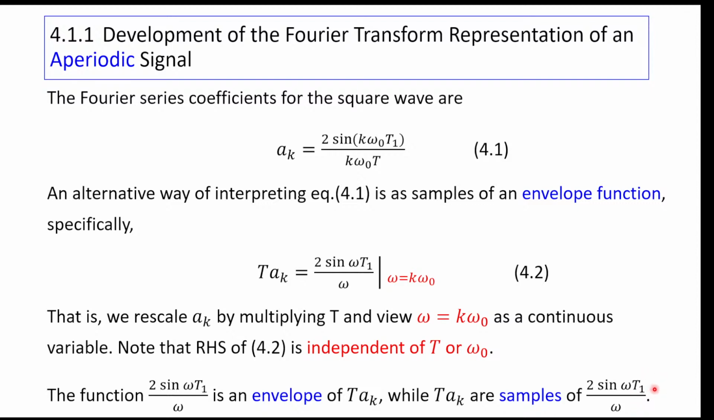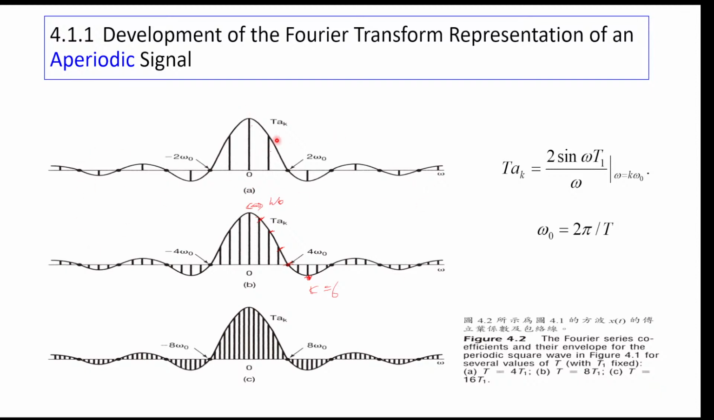I guess we say a lot, but we should see the picture first. So we plot this T a_k, which is the sine omega T1 over omega function, and remember omega naught equals 2 pi over T. For different big T, we are just sampling a_k at a finer grid. The first plot is T equal to 4 T1, with a0, a1, a2, a3, a4, a5, etc. Then with larger T, T equal to 8 T1, we have a0, a1, a2 up to a6, etc. We see that the envelope function doesn't change, and the a_k are just sampling the envelope function on a finer grid.